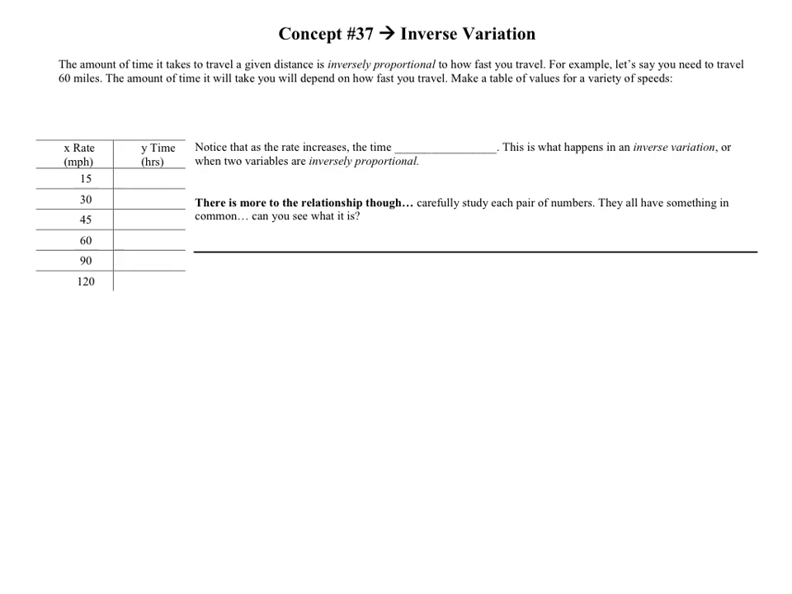So this next one says the amount of time it takes to travel a given distance is inversely proportional to how fast you travel. So saying inversely proportional and directly proportional is the same as varies inversely or varies directly. Okay? For example, let's say you need to travel 60 miles. The amount of time it will take you will depend on how fast you travel.